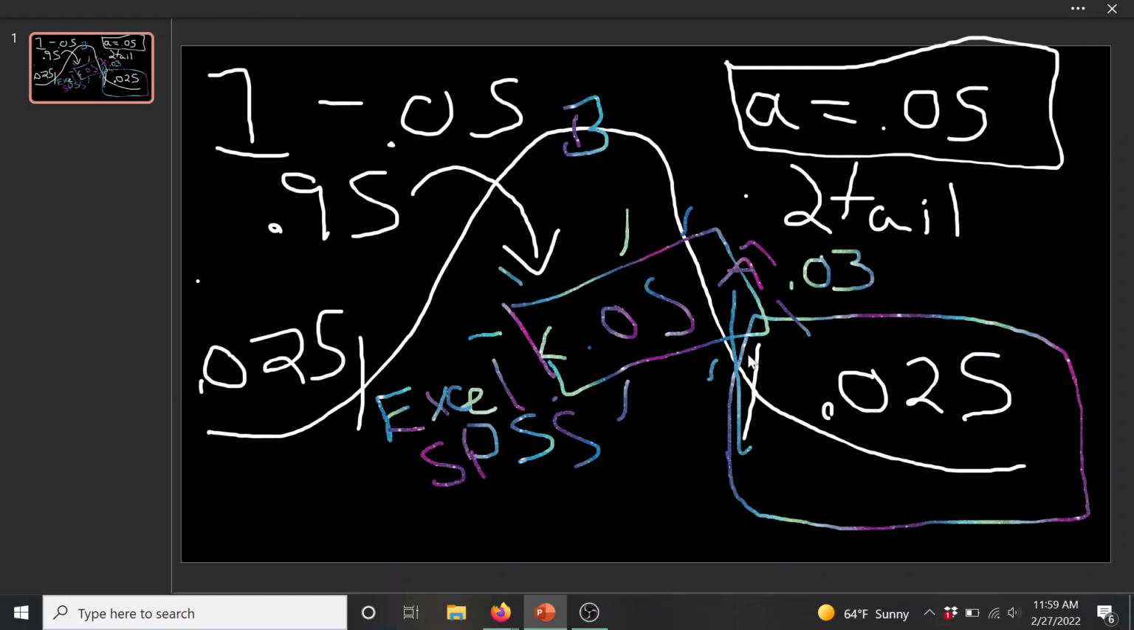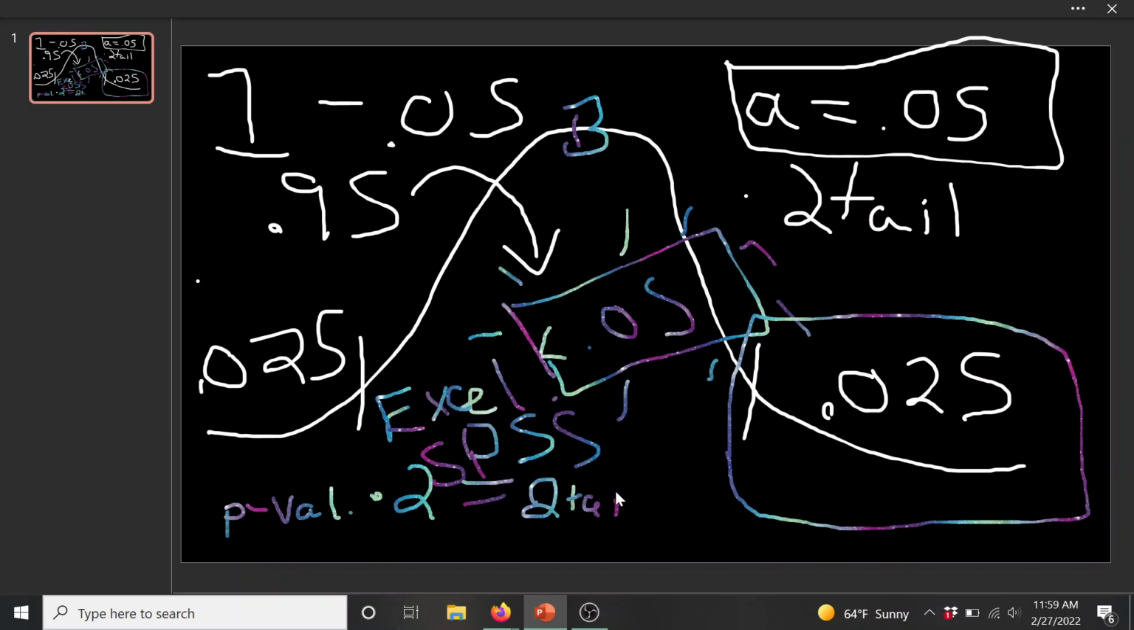But the problem when we're using Excel and SPSS is they don't want people to have to think about using different p-values. They want people to think about using the same p-value, 0.05, all the time, no matter what. It's easier, it's a good rule of thumb. So what they do is they multiply the p-value by 2, and that's your two-tailed p-value.